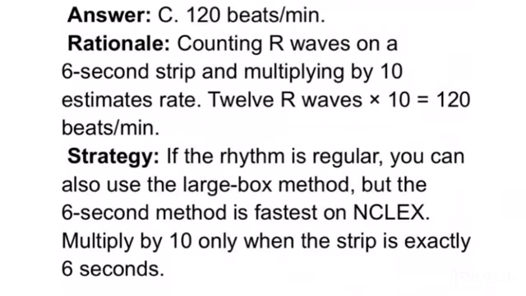Strategy: if the rhythm is regular, you can also use the large box method, but the 6-second method is fastest on NCLEX. Multiply by 10 only when the strip is exactly 6 seconds.